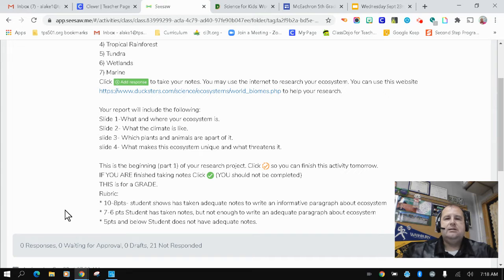10 to 8 points, you have taken enough notes to show adequate progress and that you could explain your ecosystem or biome. 7 to 6 points, student has taken notes, but not enough to write an adequate paragraph about the ecosystem. And 5 points and below, student did not take adequate notes. Now remember, notes is not writing a paragraph. It's jotting down important information.